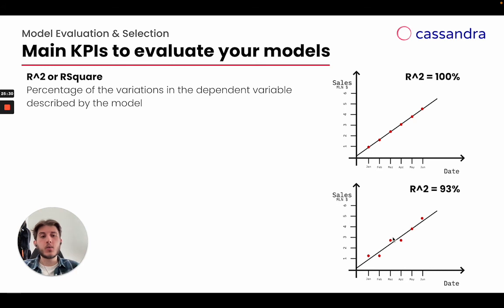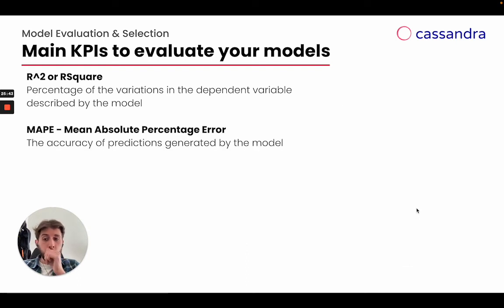So we would have an R-square which is a little lower, like 92, 93%. And that will give you basically an idea of the general accuracy of the model, okay? Another thing that we might want to be looking at is our MAPE, or mean absolute percentage error, which is, in short, the accuracy of the predictions generated by the model.